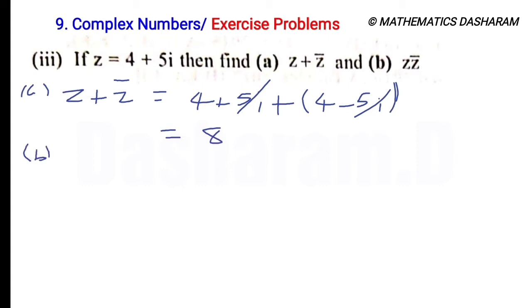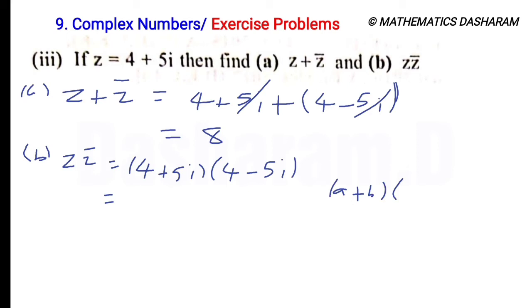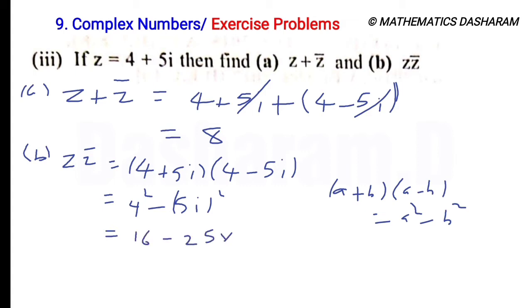Next, question B: z into z bar. It equals 4 plus 5i into 4 minus 5i, since z bar is 4 minus 5i. Here, using the formula a plus b into a minus b, that is a square minus b square. Then 4 square minus 5i whole square. 4 square is 16, minus 5 square 25 into i square, that is minus 1. So 16 plus 25: 6 plus 5 is 11, 1 carry, 41.